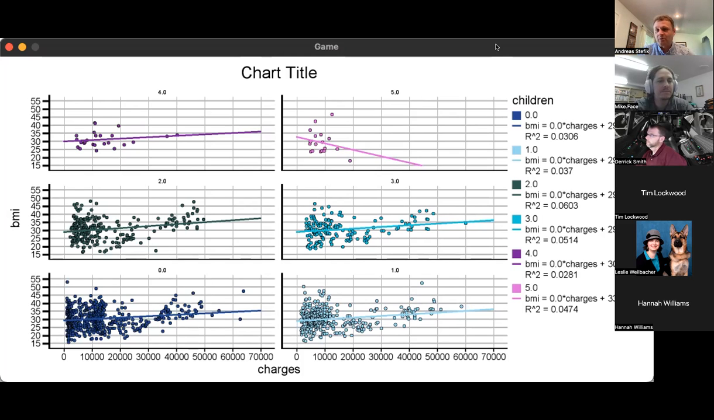So Mike, you proposed it. What's the scientific question we would be asking, assuming that this data set were real? I don't know if it is, but is there a relationship between charges and BMI factored by how many children you have? Well, what does that mean, factored by? I mean, I don't know. It's just seeing if it's somehow different.